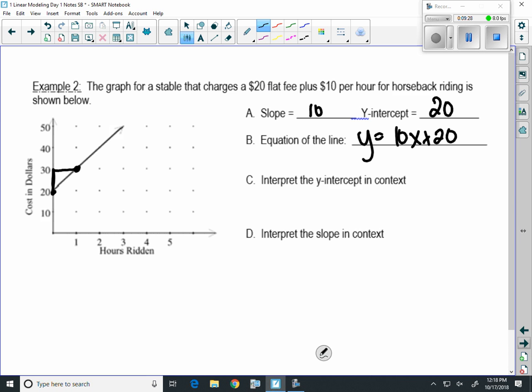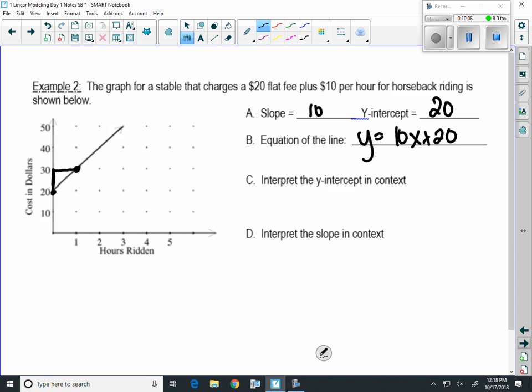Okay, now, our last problem did not have words to help us. This problem does. So let's go back to the directions. The graph for a stable that charges a $20 flat fee plus $10 per hour. $10 per hour is going to happen again and again and again. Can you agree with that? Okay, so if something is going to be reoccurring, meaning it's going to happen again and again and again, that's always going to be your slope. Everybody say slope. Slope. Okay, if it's happening one time, everybody say one time, it's always going to be your y-intercept. You tracking with me on that?